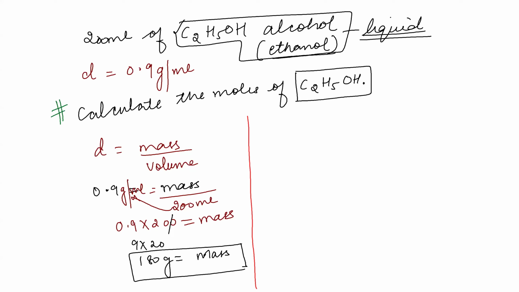Now, once I know the mass, how do you calculate N? N is the number of moles. That's given mass upon molar mass. What is the molar mass?